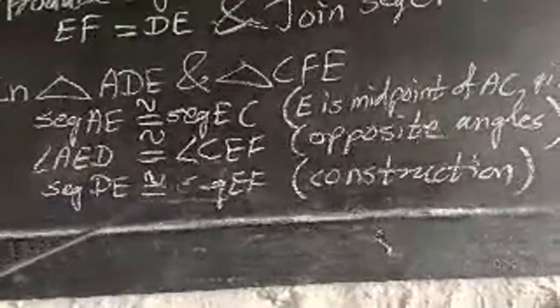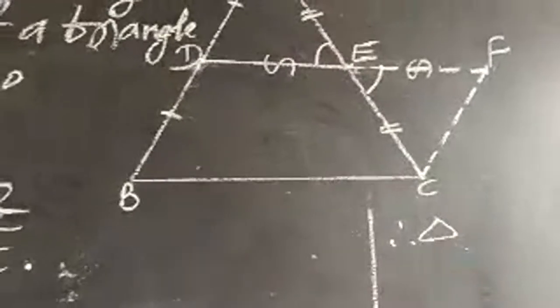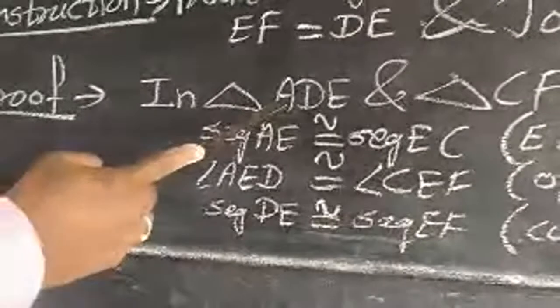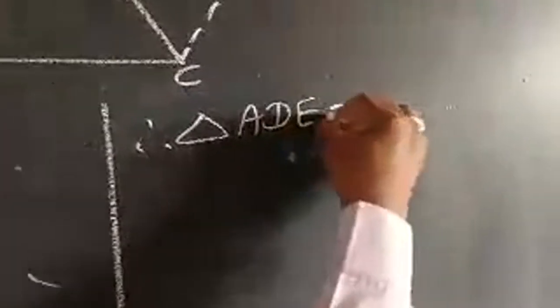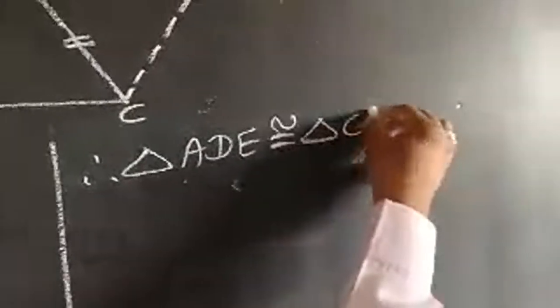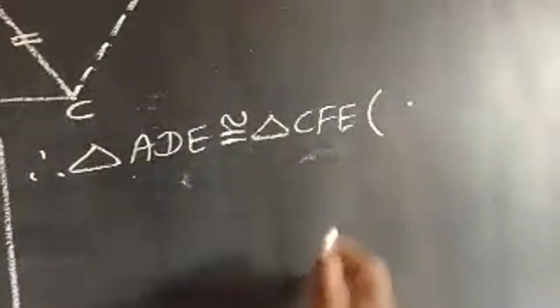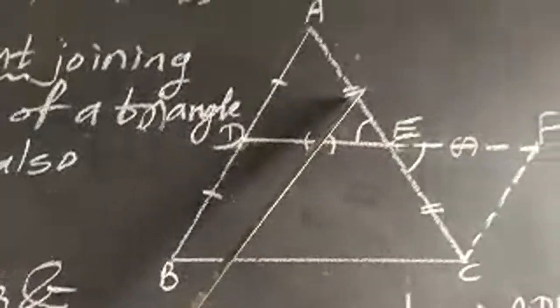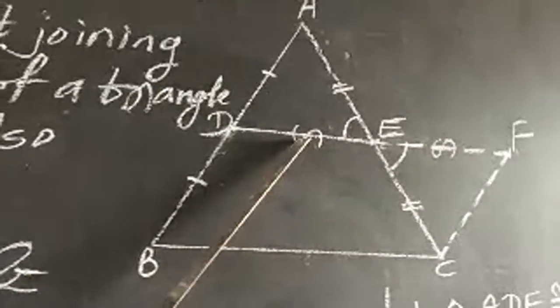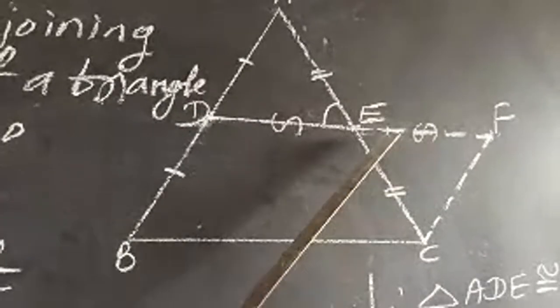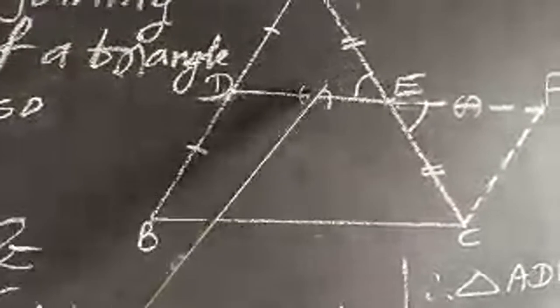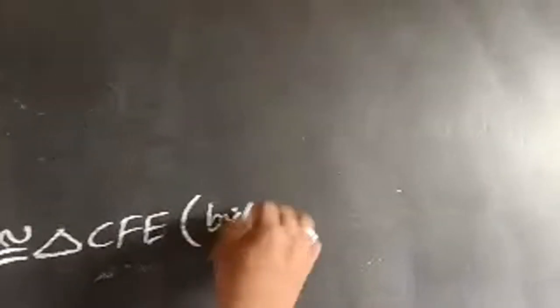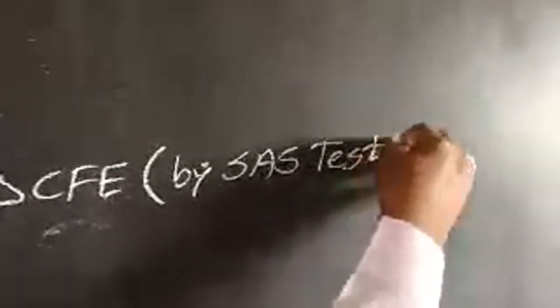Therefore, triangle ADE is congruent to triangle CFE. We already wrote the triangles' names here. Triangle ADE congruent to triangle CFE, and the reason is: tell all students, side angle side.